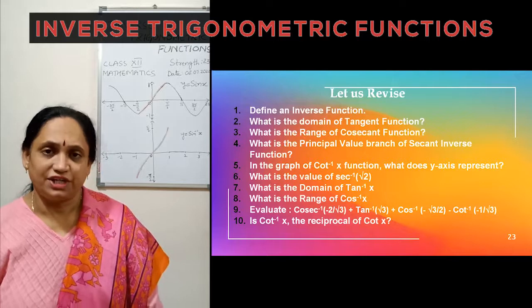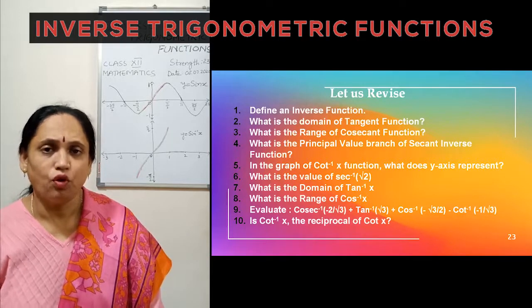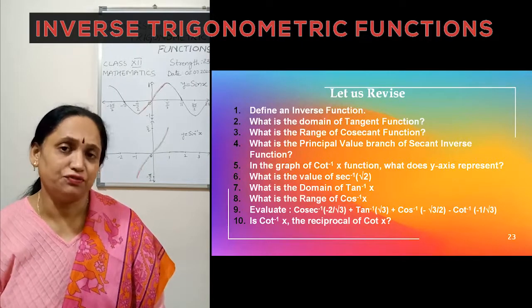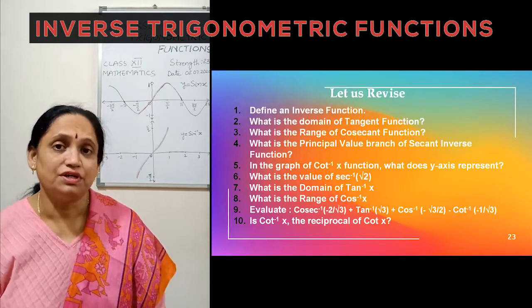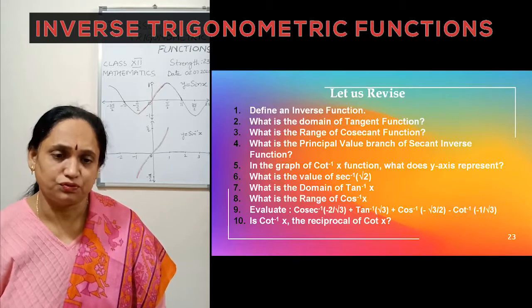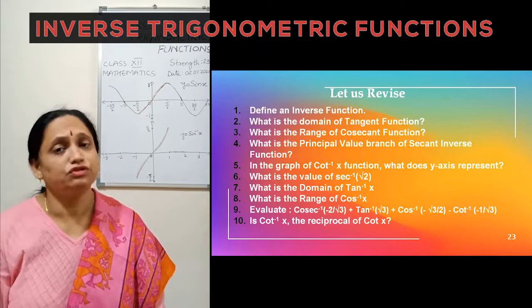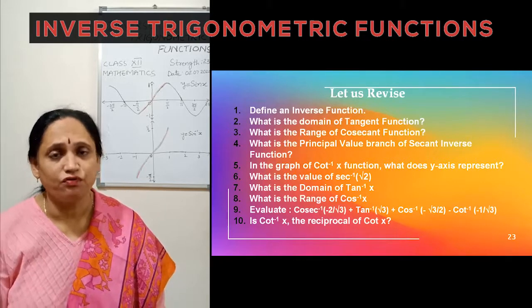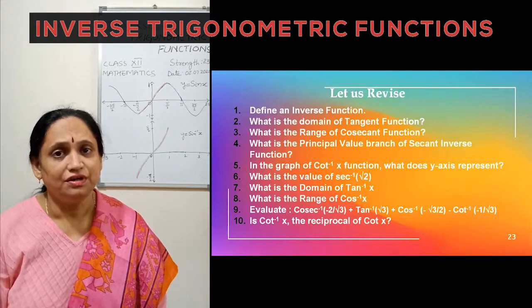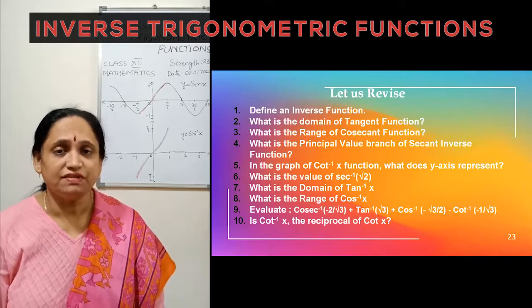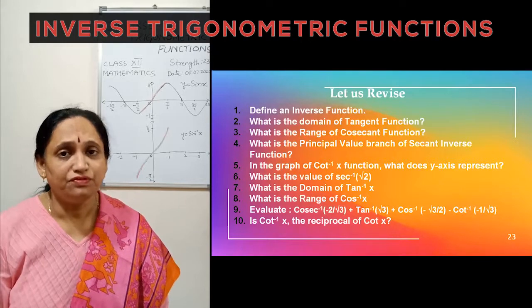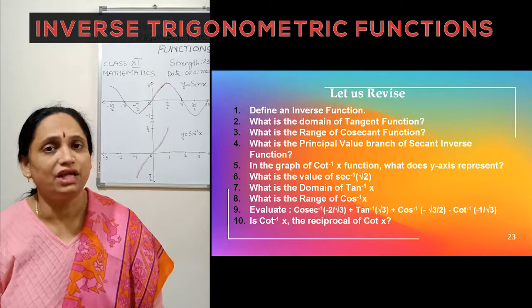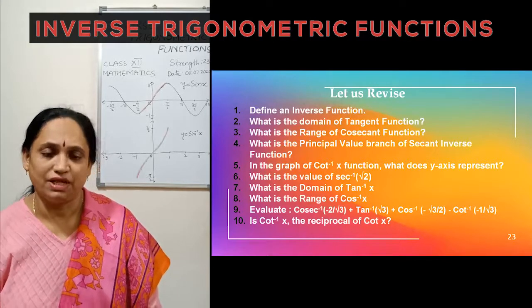What is the domain of a tangent function? You all know that the domain of a tangent function is the set of all real numbers except the odd multiples of pi by 2. What is the range of cosecant function? I'm sure you have understood the range of cosecant function. You know that the graph of the cosecant function does not lie between -1 and +1. So it is the set of all real numbers except the real numbers between -1 and +1.